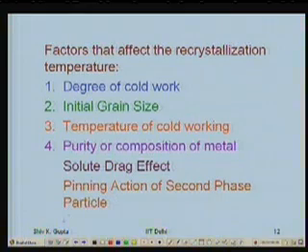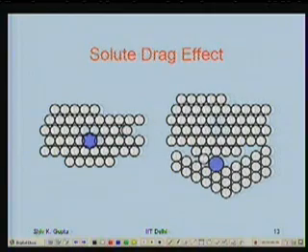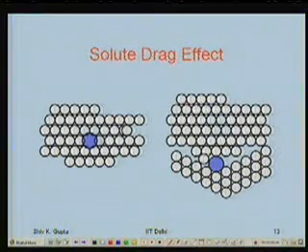Solutes, when present, drag the grain boundary, and undissolved particles, if present, pin down the grain boundary. So what is the solute dragging effect and what is the pinning effect? Let's look at that. This is the solute, this blue atom, and this is the matrix. You see that it strains the neighborhood, compressing it since it's the bigger one. Similarly, if I put a smaller one, it would have tensile strains around it. There is strain in the matrix, and there is extra strain energy.